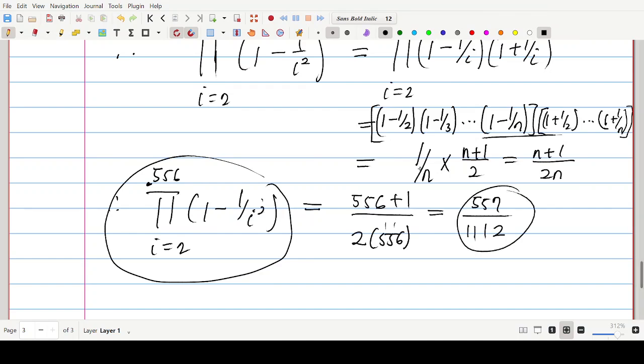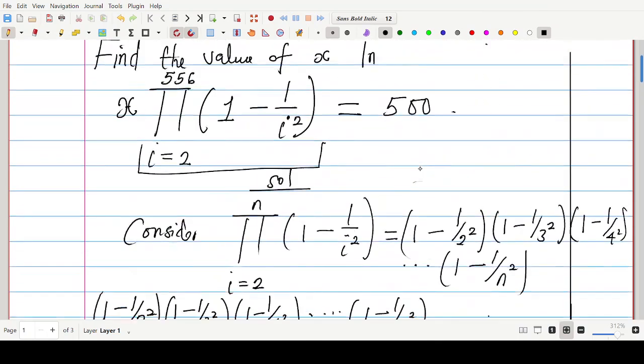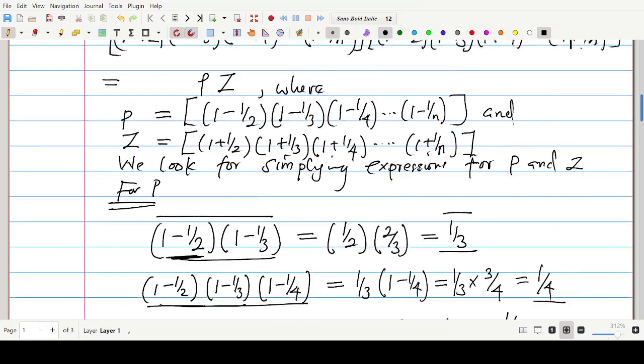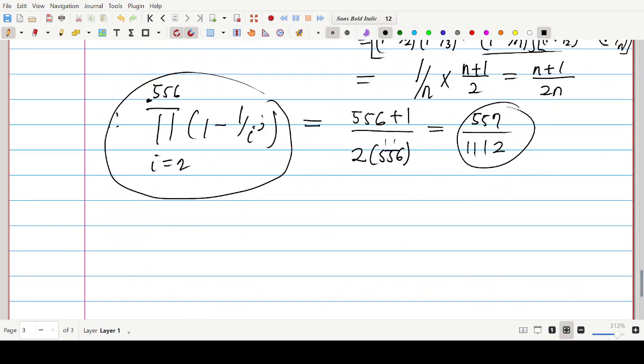So we can now come back to the original equation. What was the original equation? x times this. We now have a result for this entire expression, so that is not a problem any longer. In the place of that expression, we put the value we've obtained. So we write x times 557 over 1112, equals 500.